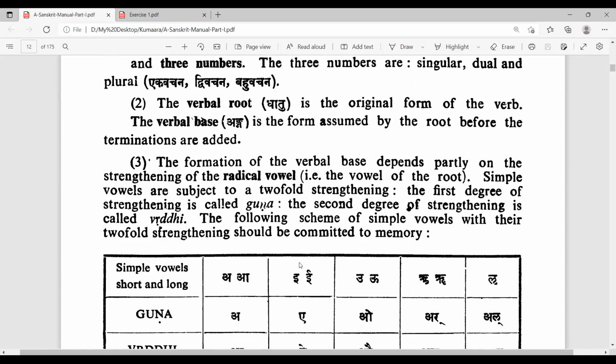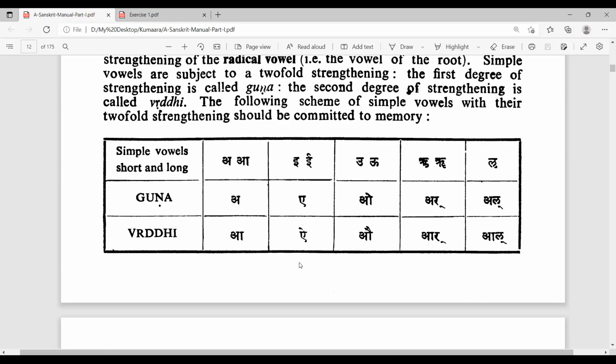Iganta Anga will take Guna or Vriddhi. That vowel is called radical vowel, and the Angakarya is called strengthening. So he has given simple vowels, short and long, in Guna form. Rikara, we know, Repa will be appended to it. Whenever Rikara is replaced by a letter, A, I, U, Repa will be appended. So A, E, O. In fact, Ar and Al, for those who follow the book.